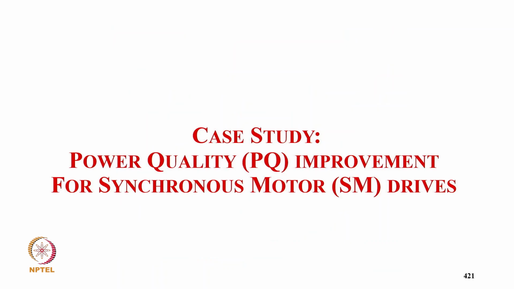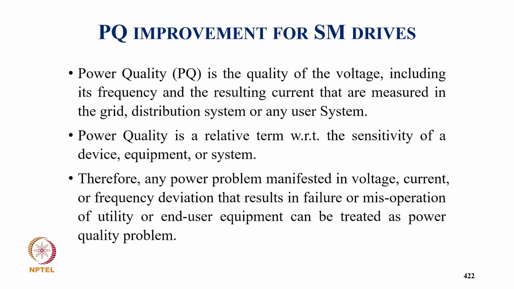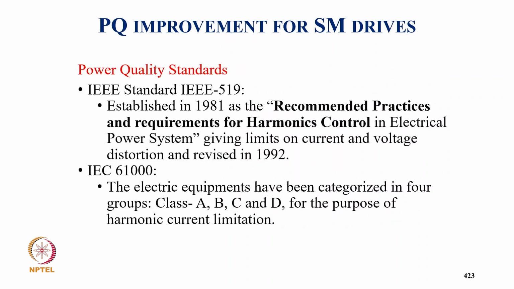Now coming to case study, power quality improvement in synchronous motor drive. The power quality is the quality of the voltage including its frequency and resulting current that are measured in grid, distribution system or any other system. Power quality is a relative term with respect to the sensitivity of a device, equipment or system. So therefore any power problem manifested in voltage, current or frequency deviation that results in failure or misoperation of utility or the end user equipment can be declared a power quality problem.